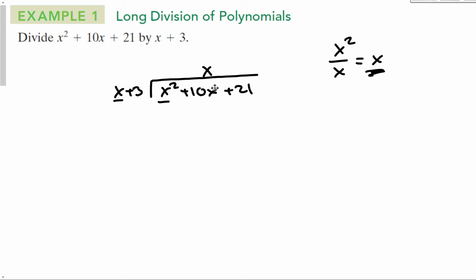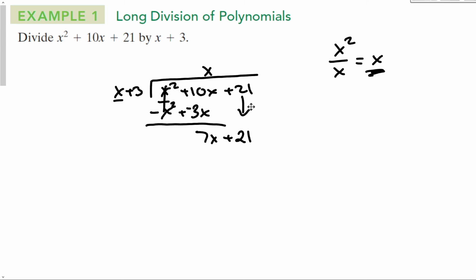Okay, so that's divide. Now I'm going to multiply. So I take the x and I'm going to multiply it by x plus 3, which gives me x squared plus 3x. Okay, next, subtract. The way I like to do this is I like to change the signs of both terms. These two cancel, which was the point. If it doesn't cancel, we have a problem. 10x minus 3x gives me 7x plus 21. Bring down the last term.